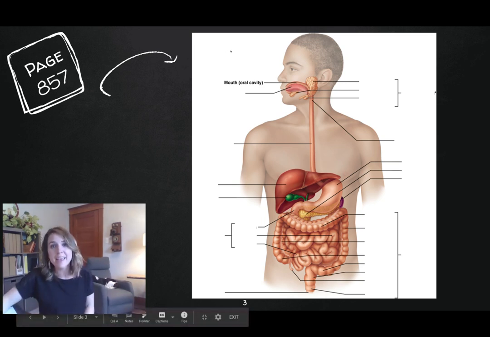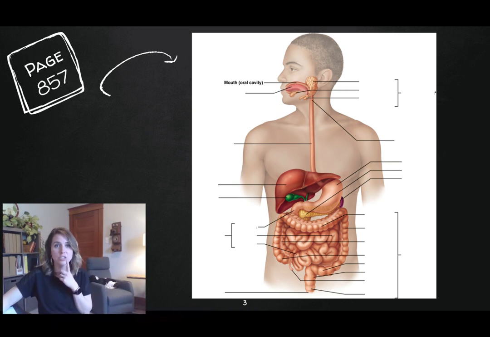One accessory organ in your mouth is your tongue. On pictures, it is a muscular structure that's attached to the bottom of your mouth. The main point of that is to position food in between your teeth for chewing, and then when you swallow, it pushes food to the back of your throat, so the food goes down.